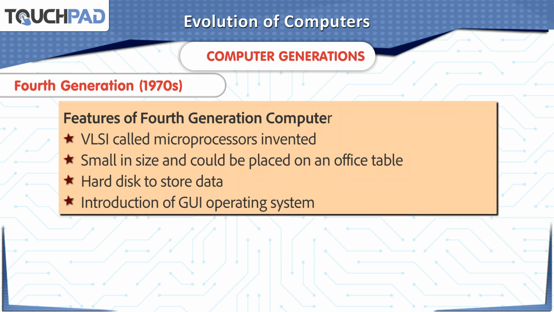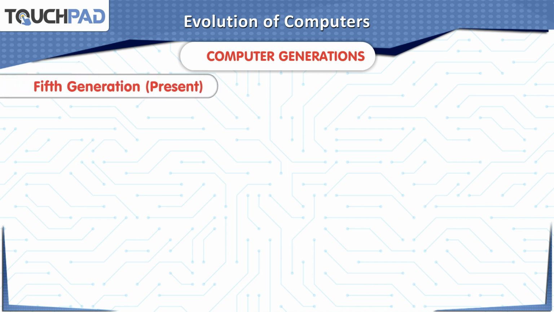Features of fourth-generation computer: VLSI, called microprocessors, invented. Small in size and could be placed on an office table. Hard disk to store data. Introduction of GUI operating system.